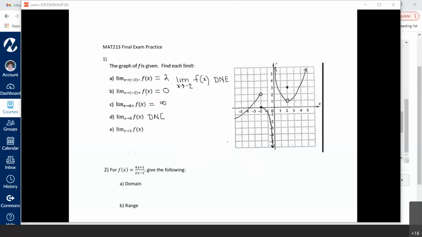It can not exist for one of two reasons. First of all, the left hand and the right hand limit are both infinite. That's like saying no limit, right? And they're different.